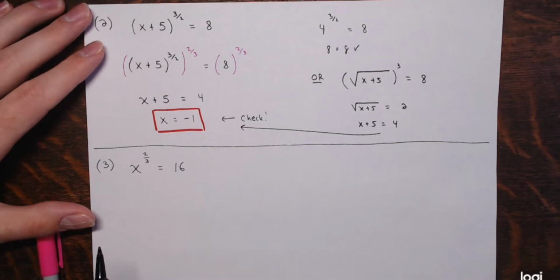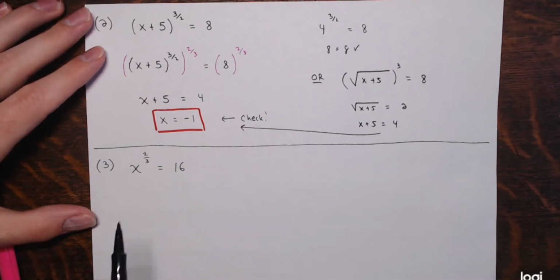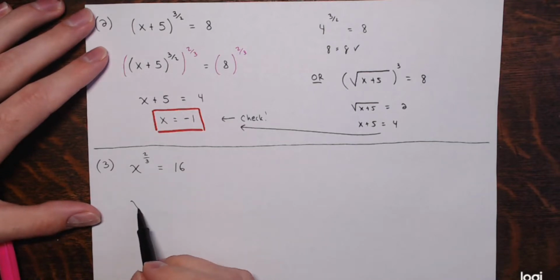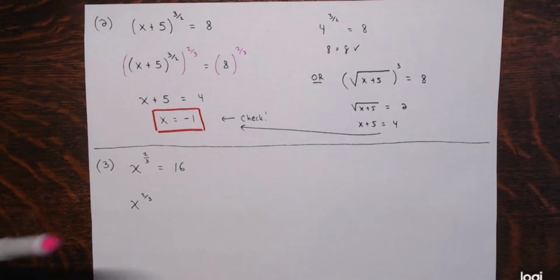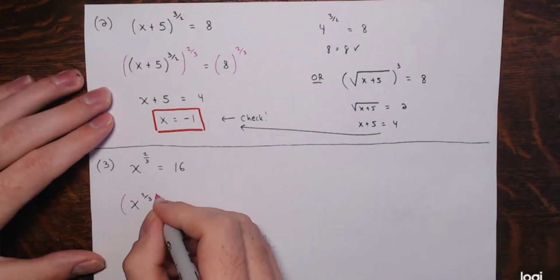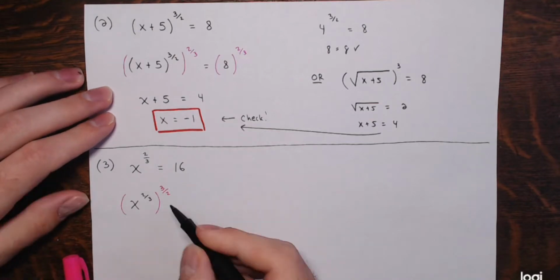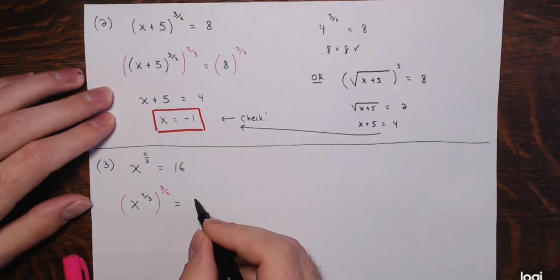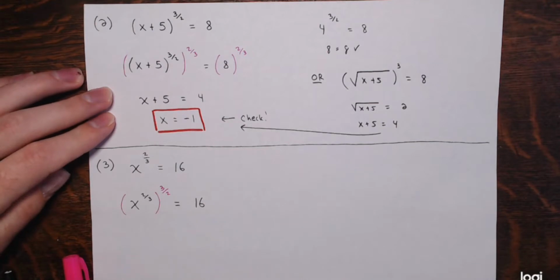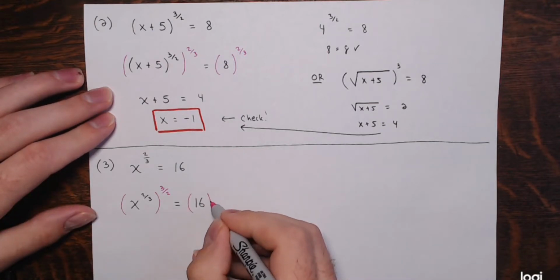This one's going to be a bit trickier. All right, this one's going to be a bit trickier because of this, right? So left side, now if I do the reciprocal power thing, raise both sides to the 3 halves power, and then over here we have 16 to the 3 halves power.